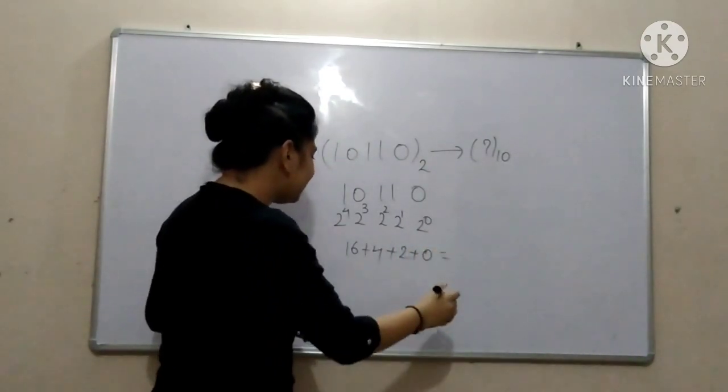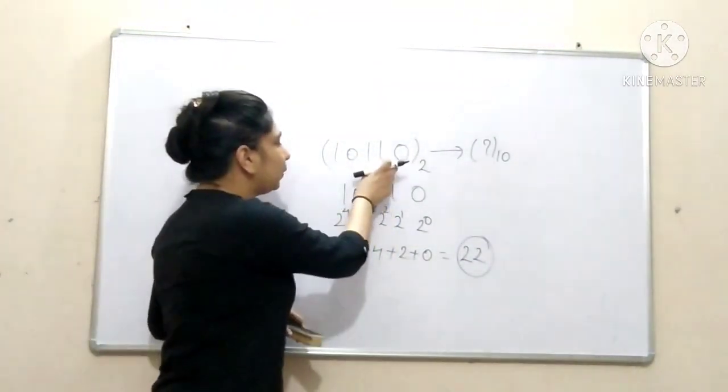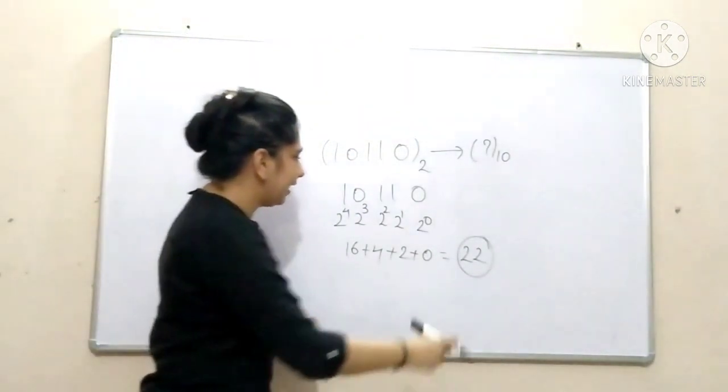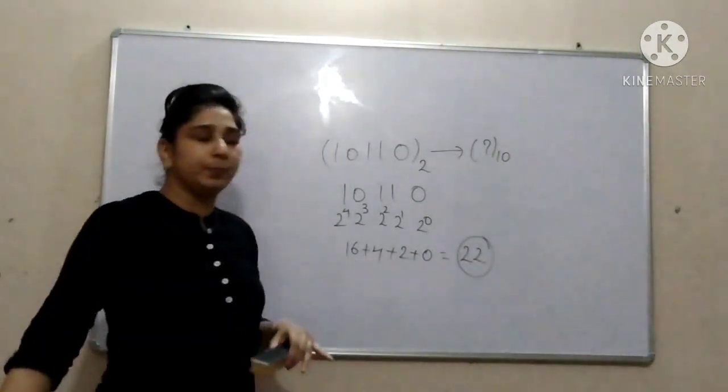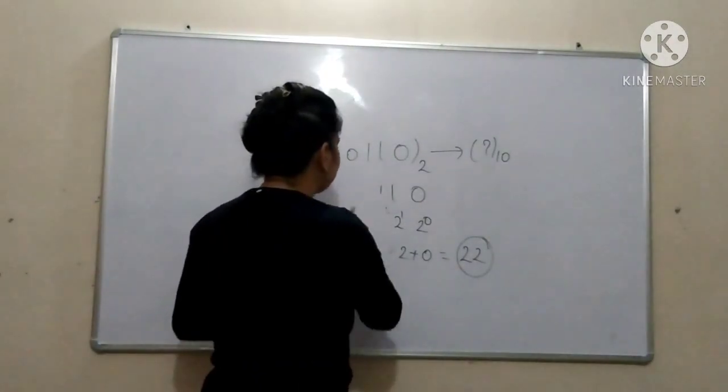Okay. So this is equivalent to 22. So I have converted this number into decimal form. It is actually 22. There is also another way to convert binary into decimal.